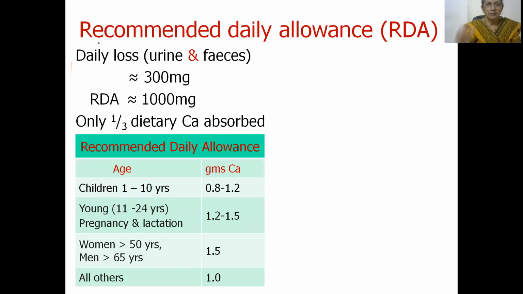This may differ physiologically also in certain individuals. For example, in children 1 to 10 years, it is on average 0.8 to 1.2 grams per day. In young people with growth spurts, so 11 to 24 years, or pregnancy and lactation, the requirement increases a little more. So it's 1.2 to 1.5 grams per day. Women above 50 years of age or men above 65 years of age need 1.5 grams again because the percentage absorption, the bioavailability, is less.